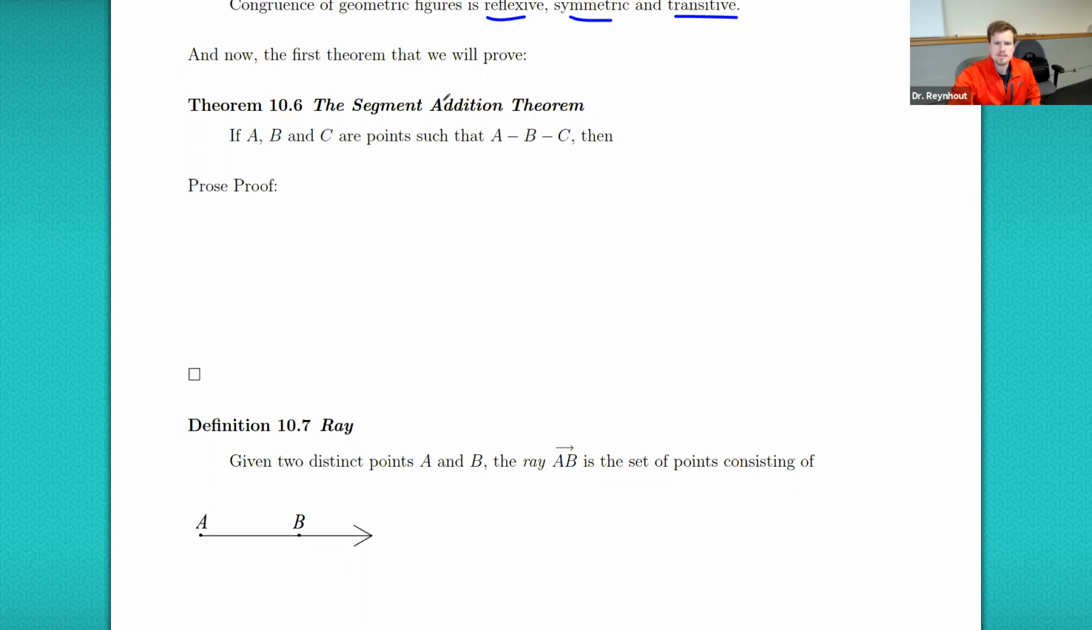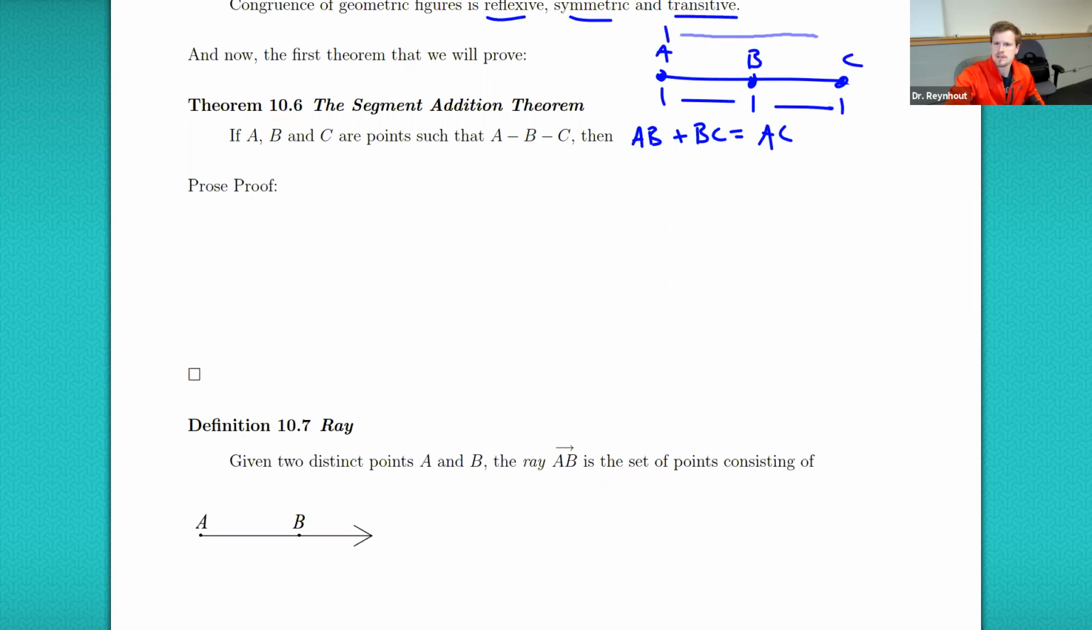So our theorem is the segment addition theorem. If A, B, and C are points such that B is between A and C, then the distance from A to B plus the distance from B to C is equal to the distance from A to C. If we look at a line here, if we have A, B, and C, of course, this distance plus this distance would be that distance.